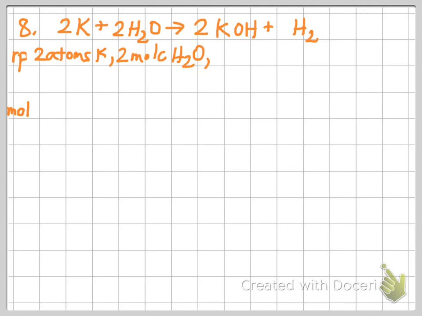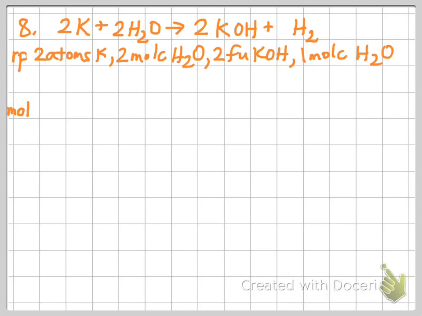Potassium hydroxide is an ionic compound, so I have 2 formula units of potassium hydroxide. And hydrogen is a molecular compound, so I have 1 molecule of hydrogen. So that's how I interpret that in terms of representative particles. Again, the coefficients tell me the relative numbers.